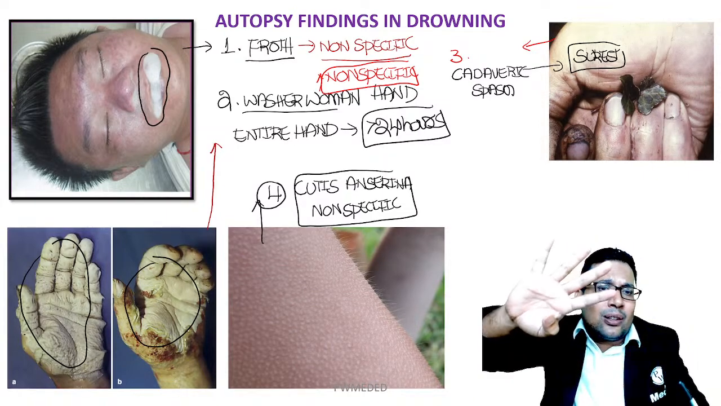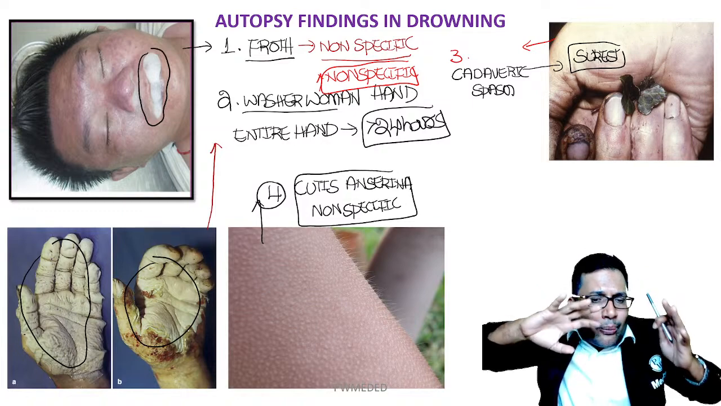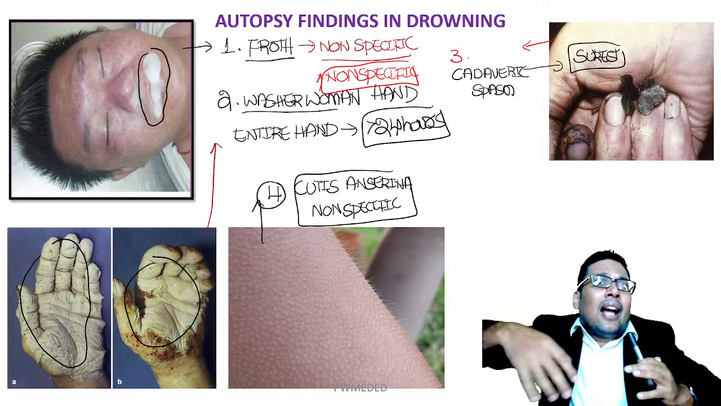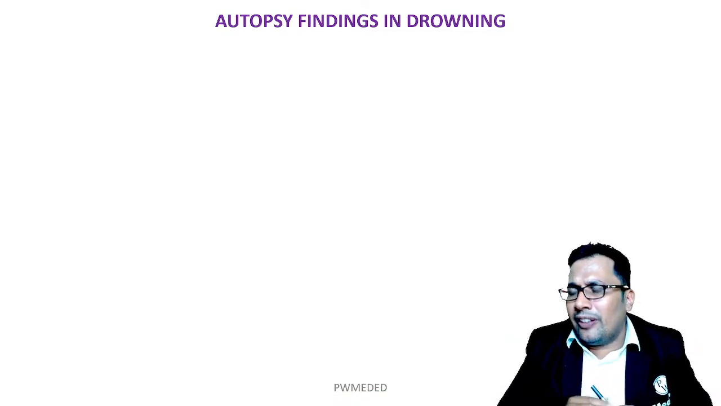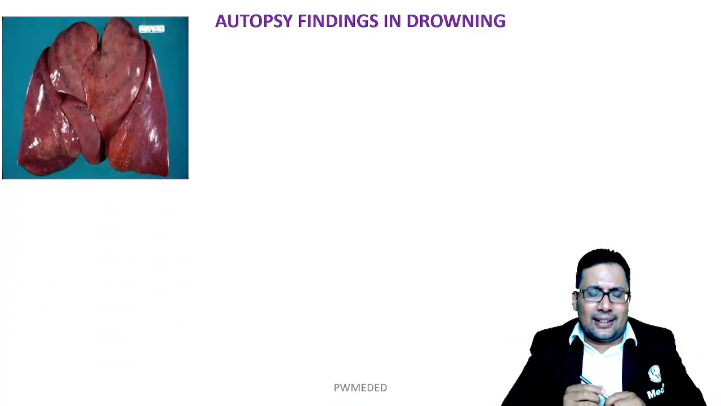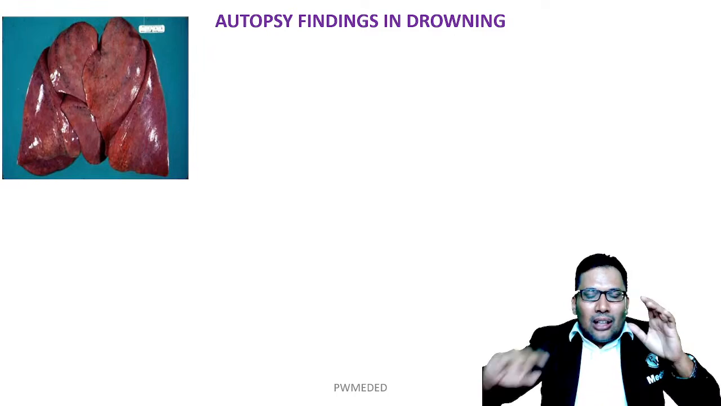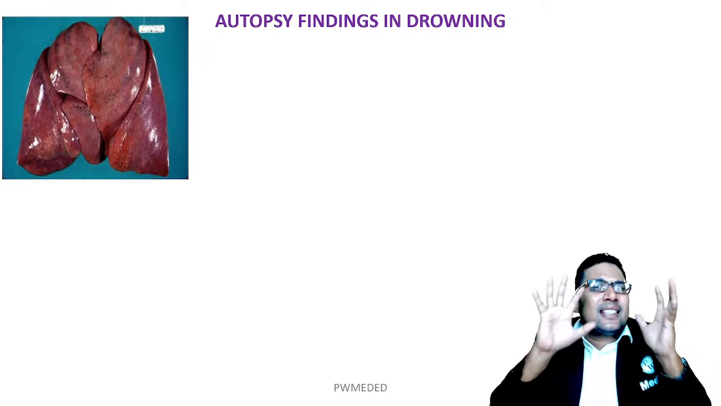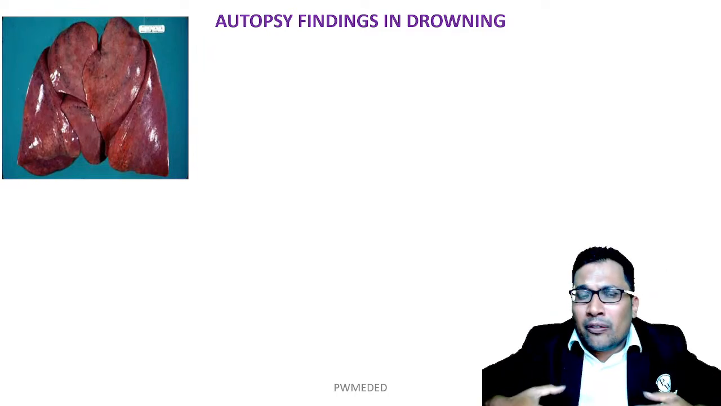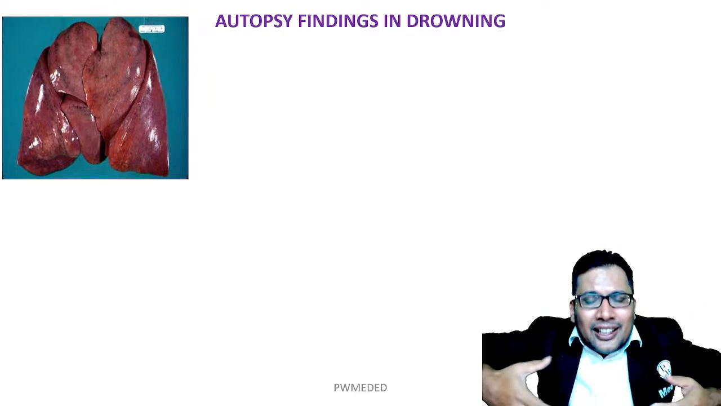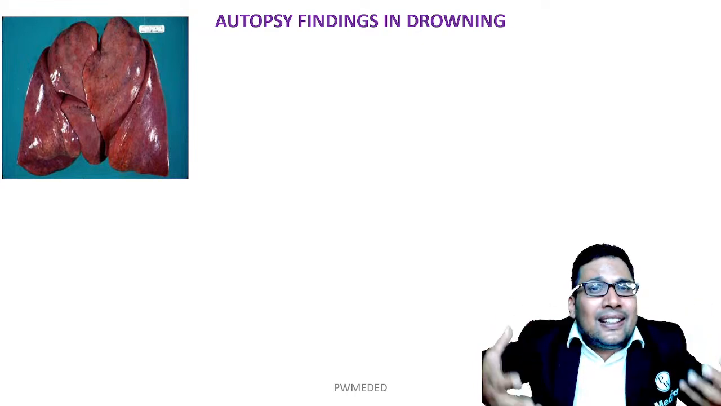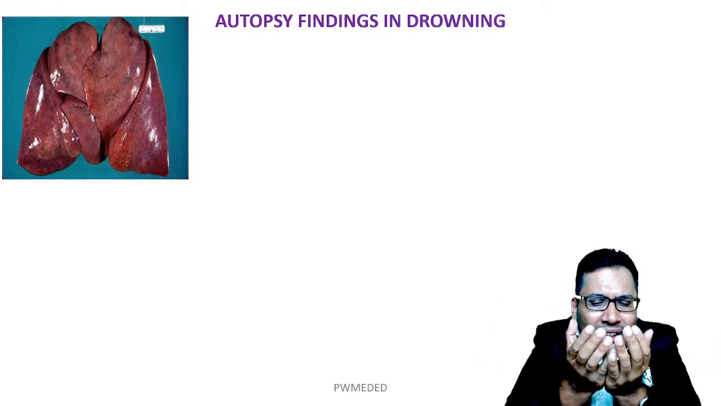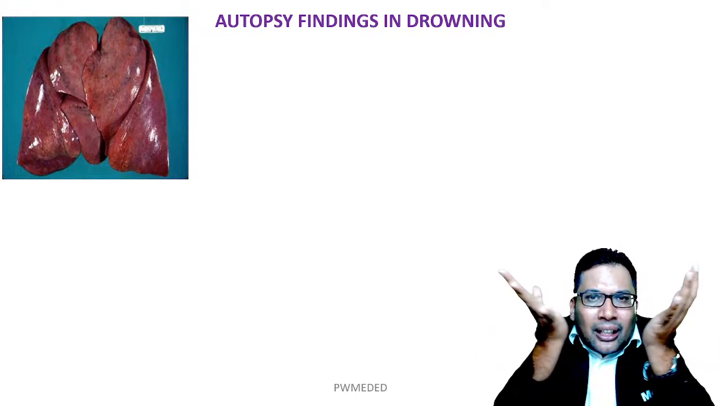So there are 4 images, all of you: froth, washerwoman hand, cutis anserina, and cadaveric spasm. Next question. Are all of you ready for the next important finding? Look at this. In this case, a patient of antemortem drowning, there was a forceful breathing effort. Because of that, lungs are emphysematous.